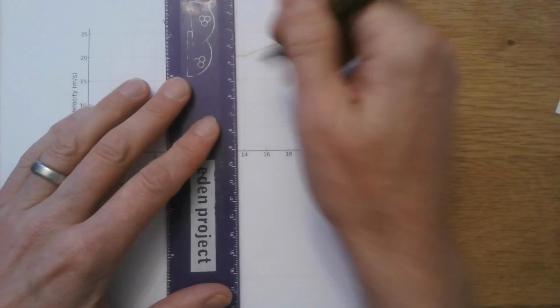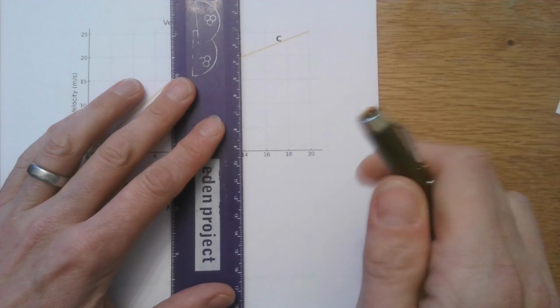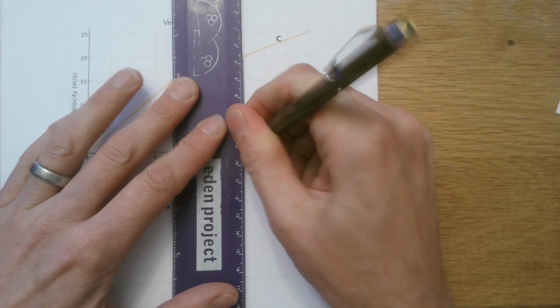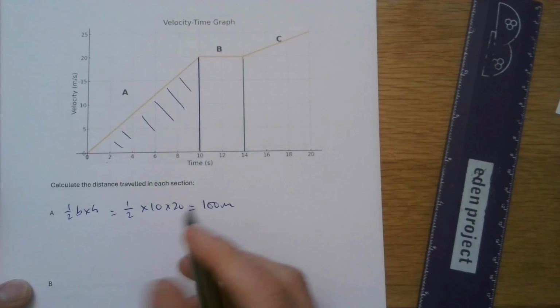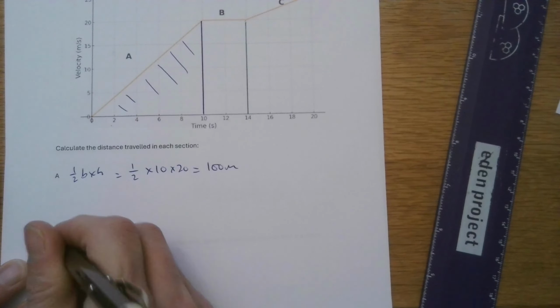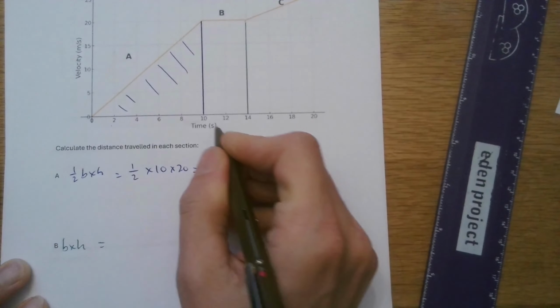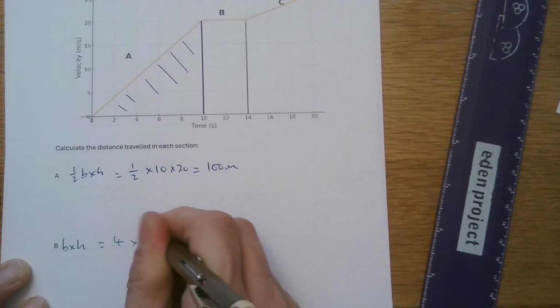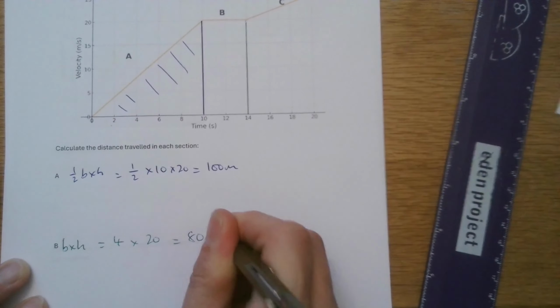Now region B, we'll do exactly the same thing. I'm just going to change colour so it stands out a little bit. Now of course this is a rectangle this time, so we're going to be doing base times height for this area. The base in this case is 4 seconds, and the height is 20, so 4 20s are 80 meters.